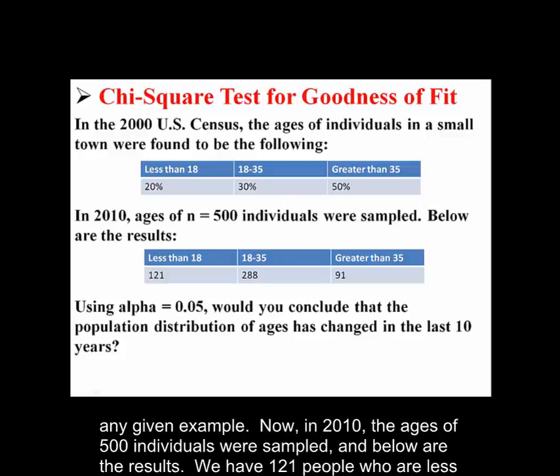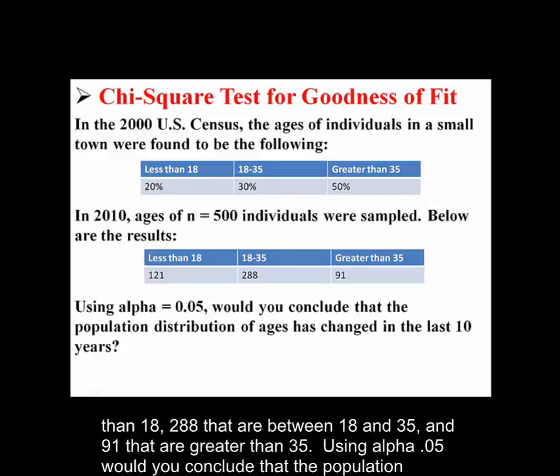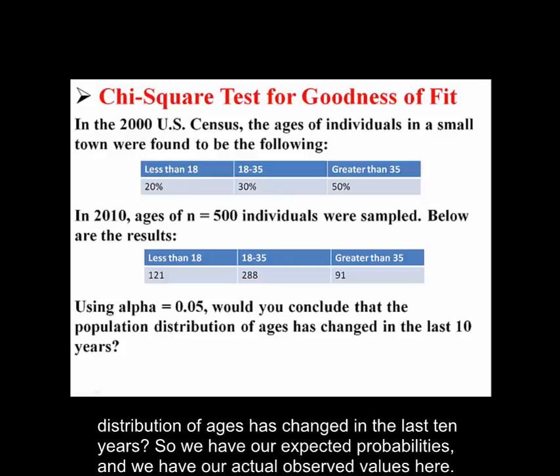Now, in 2010, the ages of 500 individuals were sampled, and below are the results. We have 121 people who are less than 18, 288 that are between 18 and 35, and 91 that are greater than 35. Using alpha 0.05, would you conclude that the population distribution of ages has changed in the last 10 years?